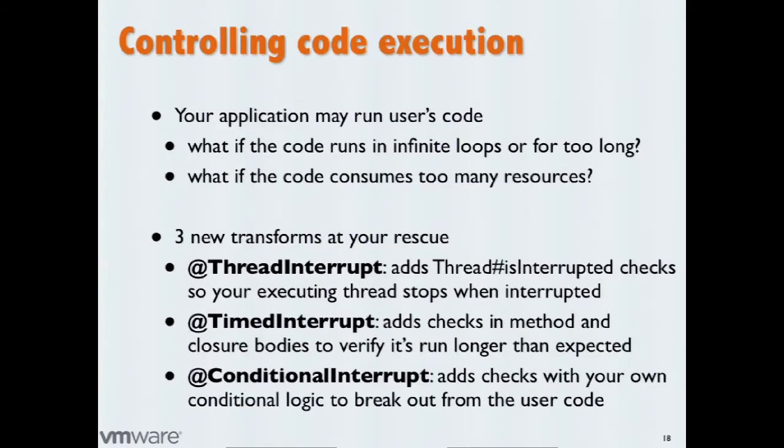When you are executing Groovy business rules, for example, you might want to check that the code being run on your system is somehow safe. For example, you don't want users' code perhaps to do infinite loops or to run longer than a certain period of time. And there are some transformations which take care of that.